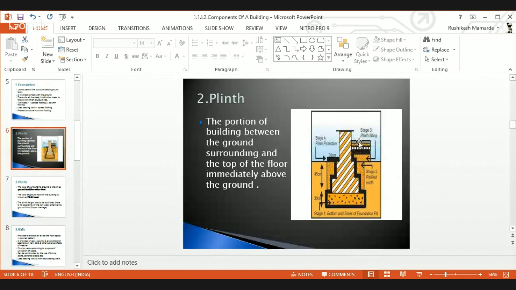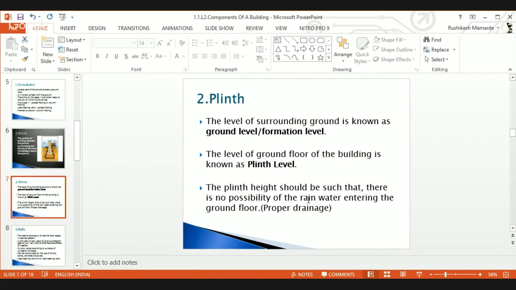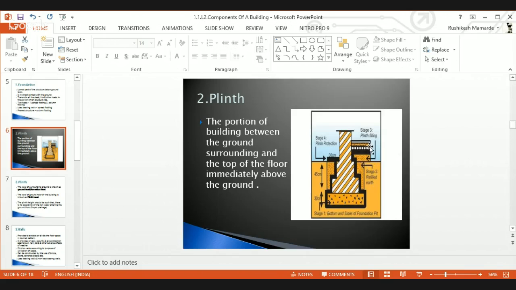That is, you see, if we imagine here is the ground floor, then this is above the ground level. The level of this ground floor is known as plinth level. The plinth height should be such that there is no possibility of rainwater entering the ground floor. Proper drainage should be there. So the height of the plinth is such that whenever the rain falls, it will go directly here, but it will not enter into the house. So that level is known as plinth level.